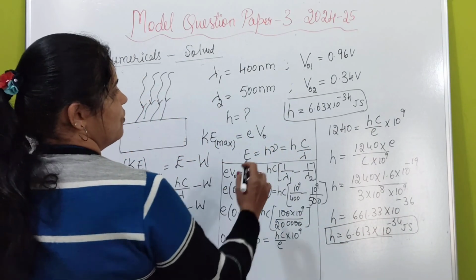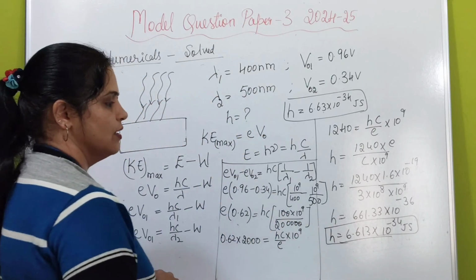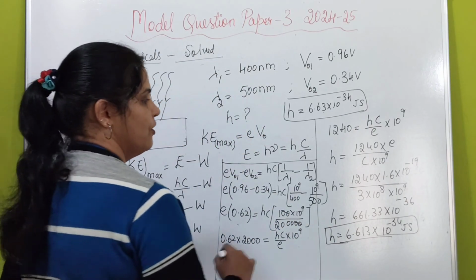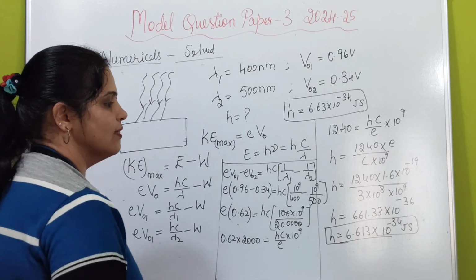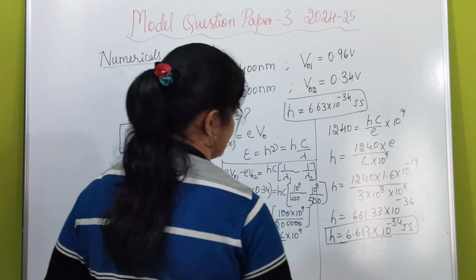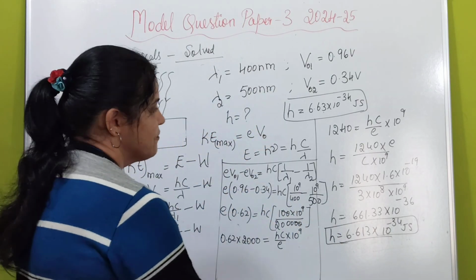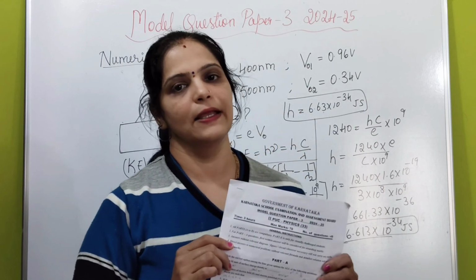Okay. And don't worry about the third digit. So here the first two digits are enough. 6.6, nearly. We are going to get the answer very close to that. So 6.613 into 10 to the power minus 34 joule second is the answer. Like this, I have solved all the 4 questions of model paper 3.